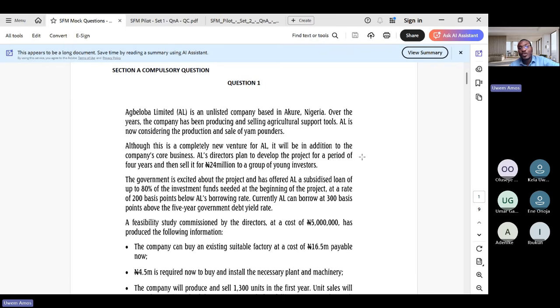So because it is a new line of business that they've not been into, they need to make use of details of a proxy company that is already into that line of business. But if they were still proceeding with their agricultural support tools, they're not changing line of business, then you don't need a proxy because the business risk would ordinarily not change. Is that clear to identify where you use that? Yeah, thank you, Sam.